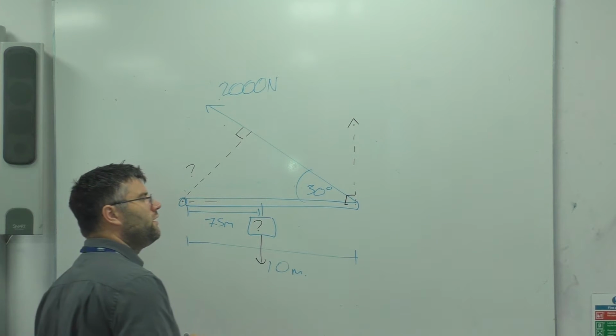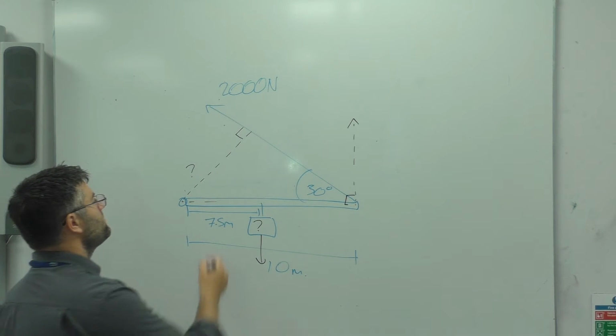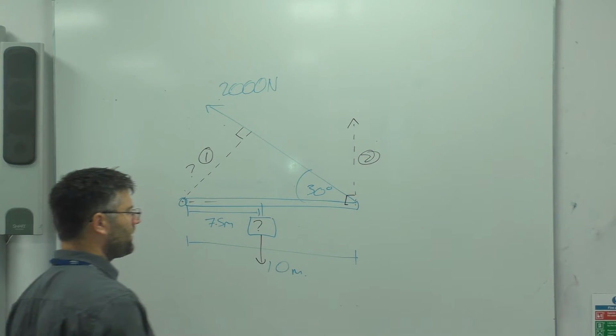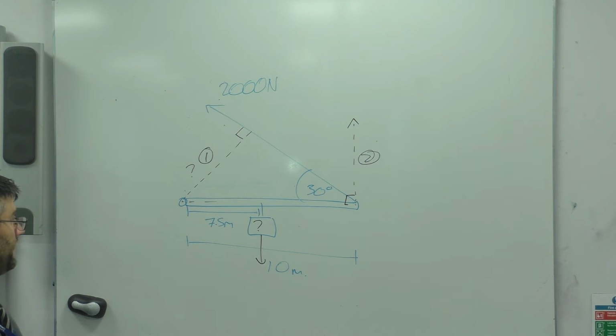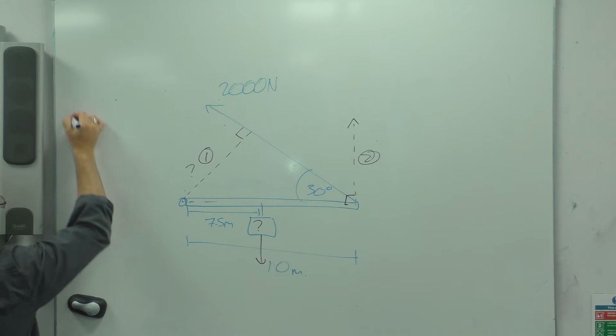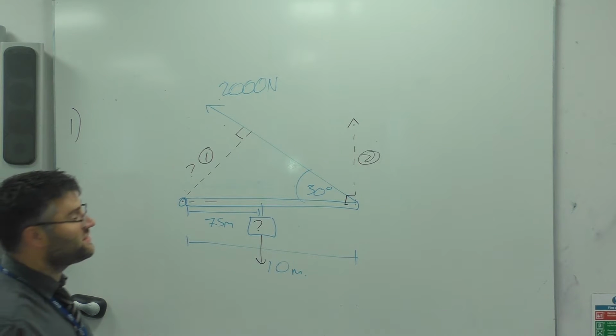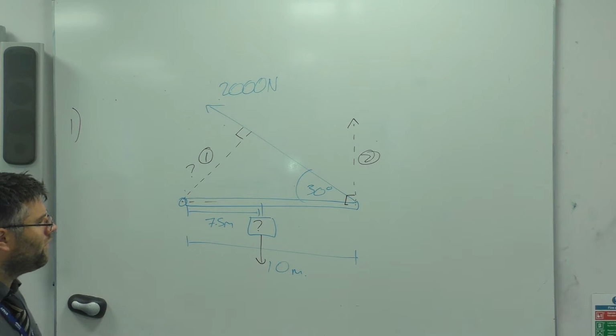So there's two ways. There's way number one and way number two. I'm going to show you both ways of doing it. So way number one, we're looking to find the distance to that 2,000 newtons that is at right angles. Well, what have we been given?